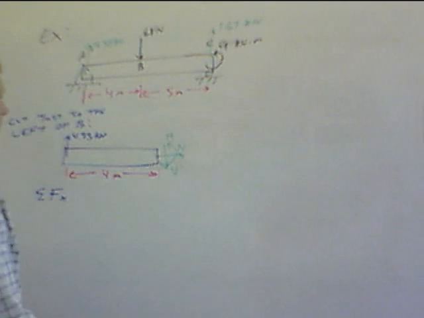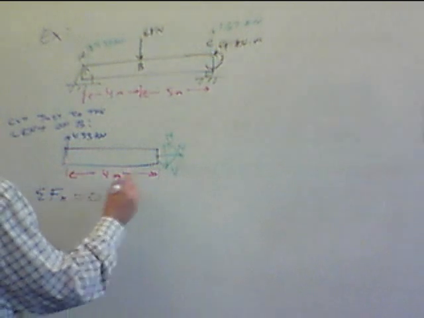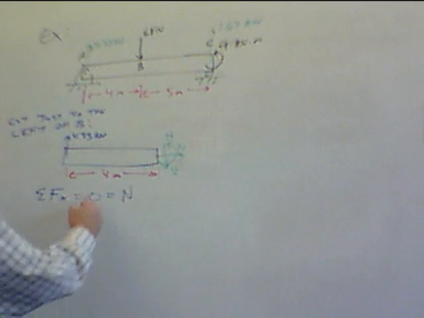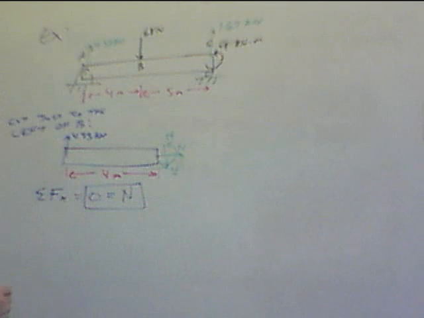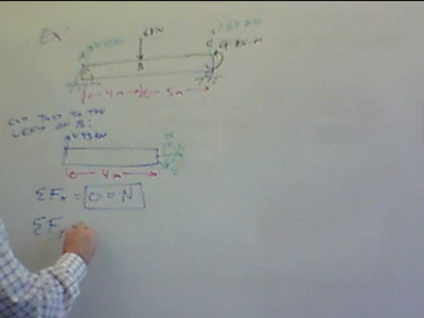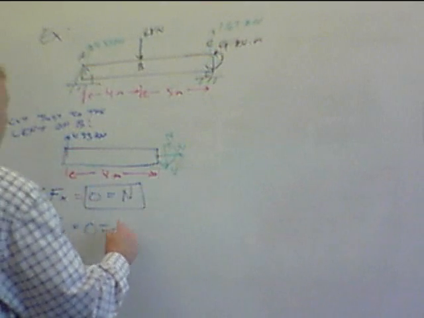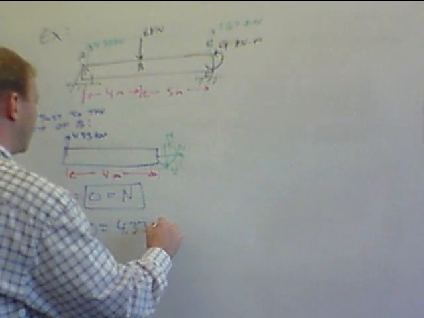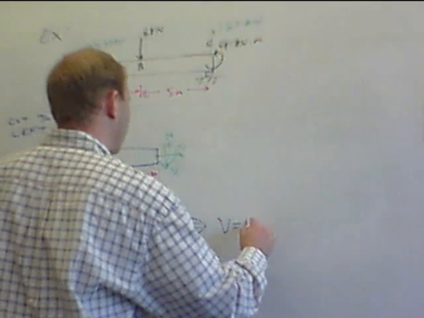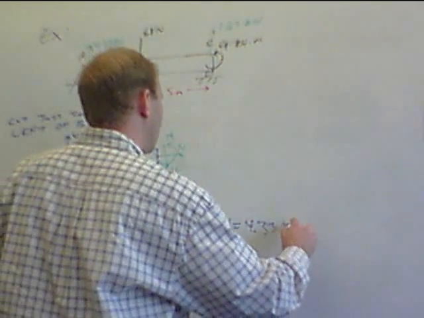So summation of forces in the x is quite easy. 0 is equal to normal force, so there is no normal force on this beam. Shear: summation of forces in the y equals 0 is 4.33 minus V. That gives us that V, the shear force, is 4.33 kilonewtons.